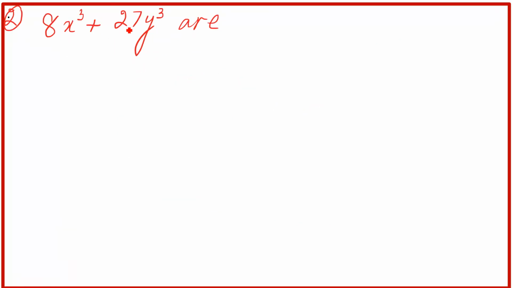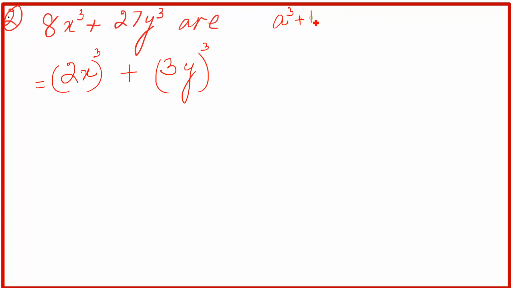Second question is 2x cube plus 27y cube. Again, it is related to factorization, right? So it will be cube, 2x cube. And the last term is the cube of 3y. So see, this is a cube plus b cube, the cube of the first term and the cube of the second term. So how will we expand this? a cube plus b cube is equal to a plus b multiplied by a square minus ab plus b square. We have discussed these formulas in detail.